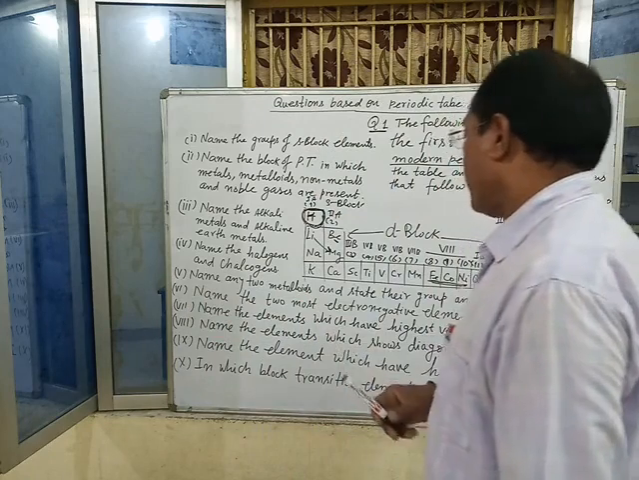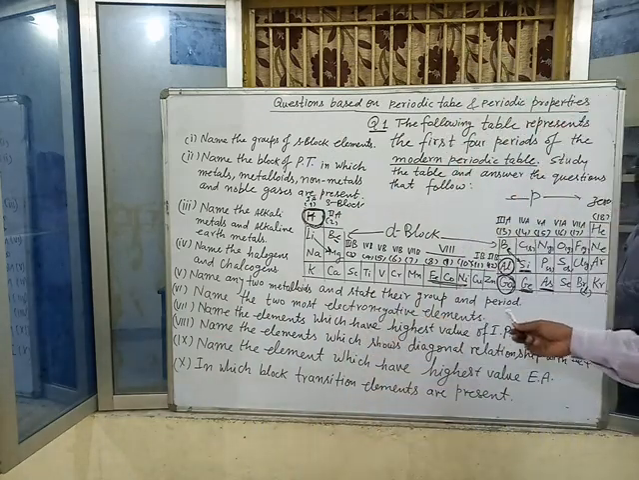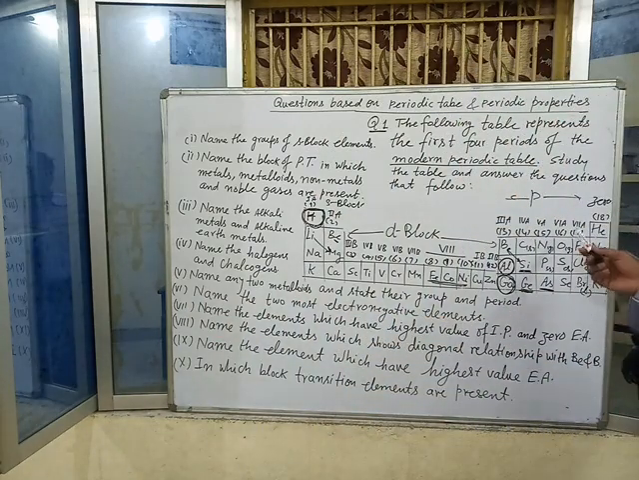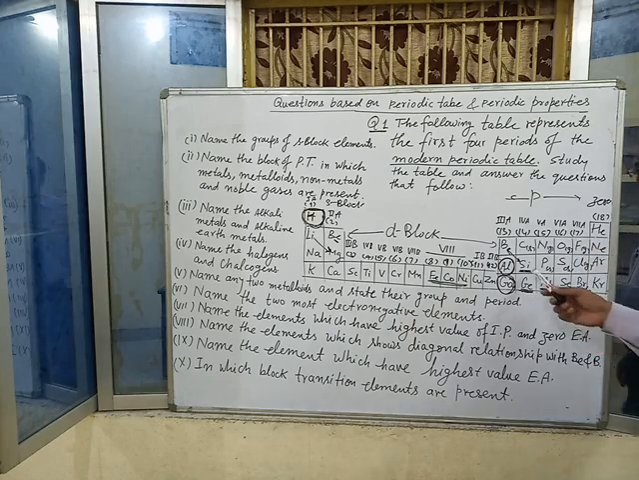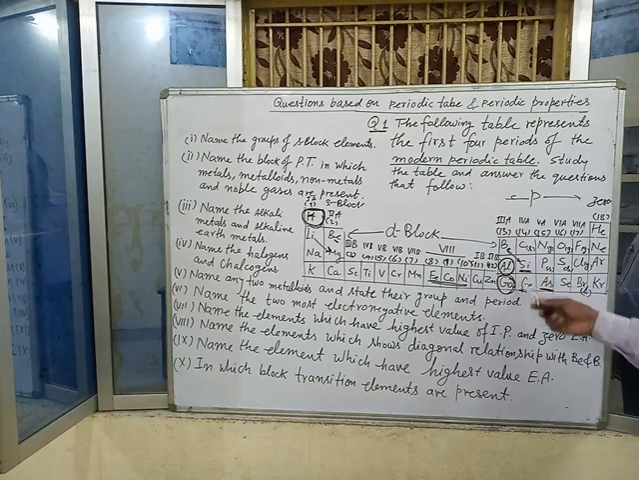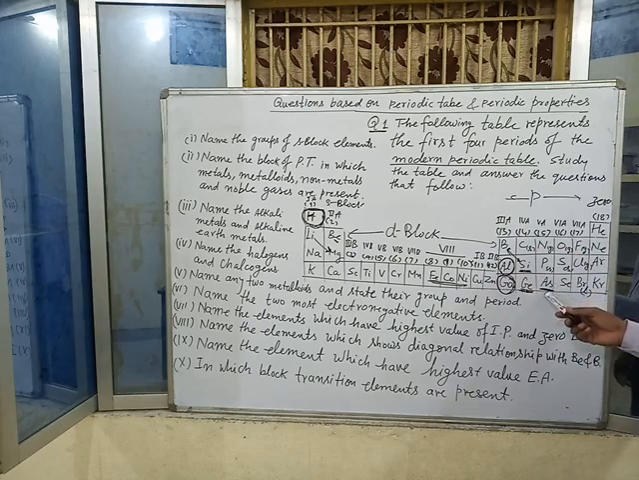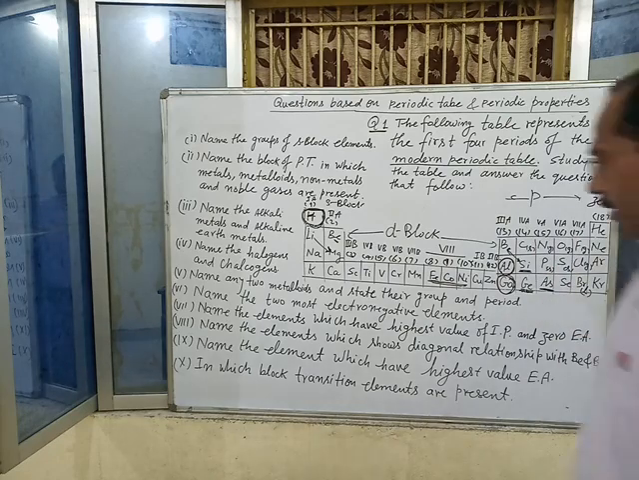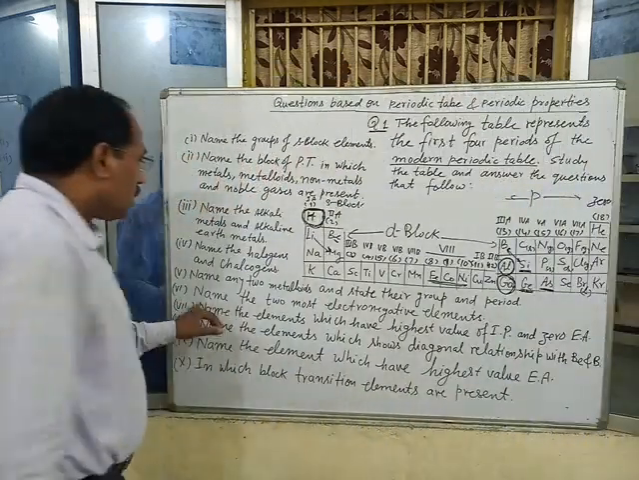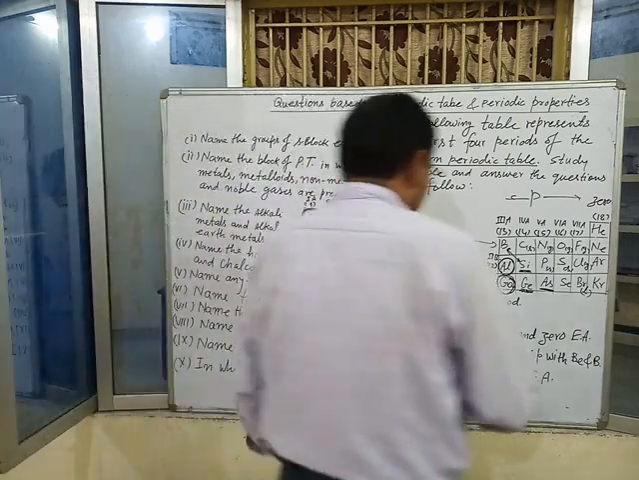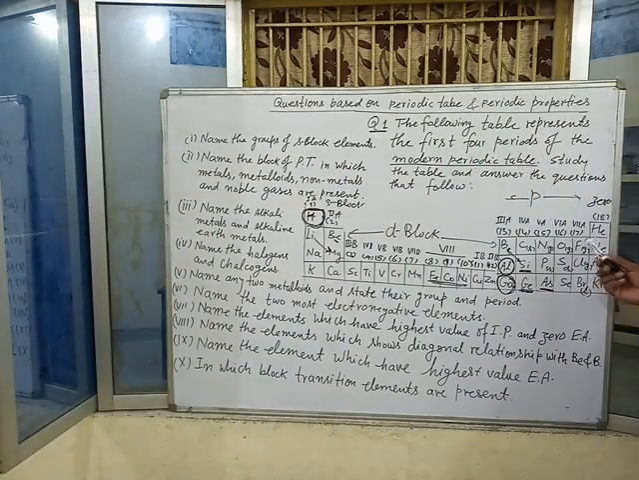Name any two metalloids and state their group and period. Metalloids in this question are silicon, germanium and arsenic. Silicon and germanium are present in group 14 or 4th, whereas arsenic is present in group 15 or 5th. This is your answer. Next question. Name the two most electronegative elements. First and most electronegative element is chlorine. Second most electronegative element is oxygen.